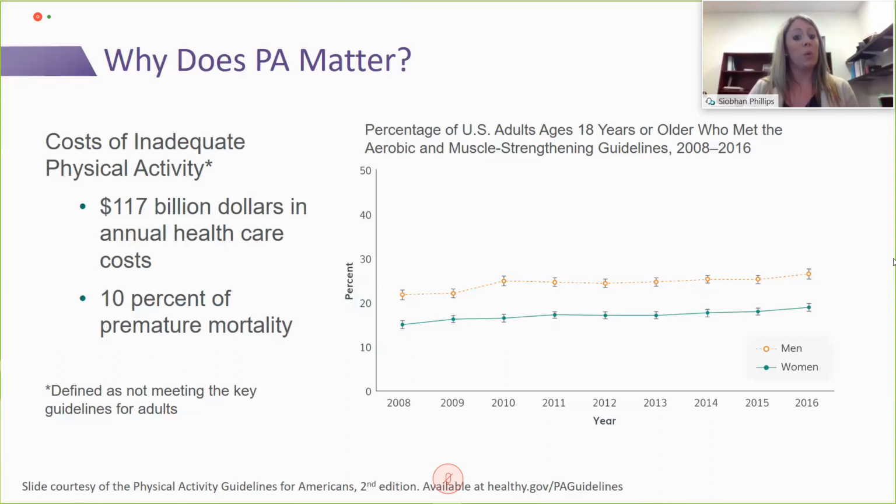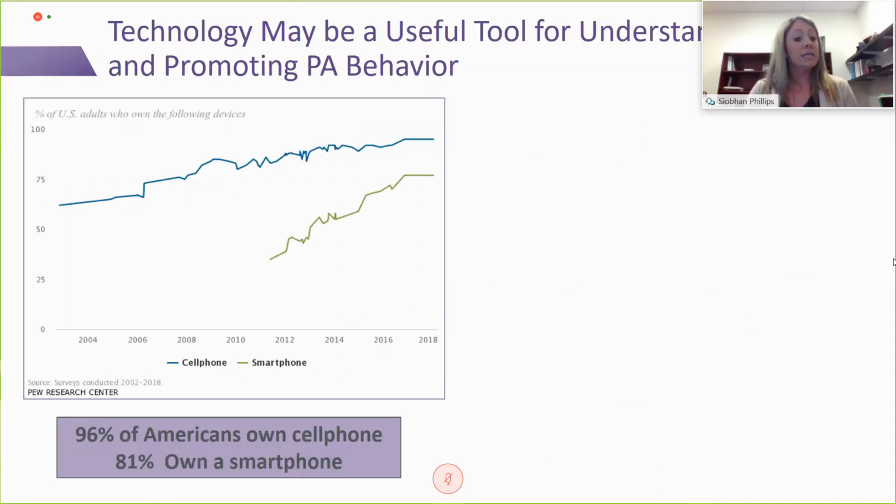And so trying to think about why this is the case and understanding physical activity behavior is important. And technology, especially smartphones and wearables, are becoming increasingly ubiquitous, and they may offer a useful tool for understanding and promoting physical activity behavior and helping to increase the number of people meeting the physical activity guidelines.